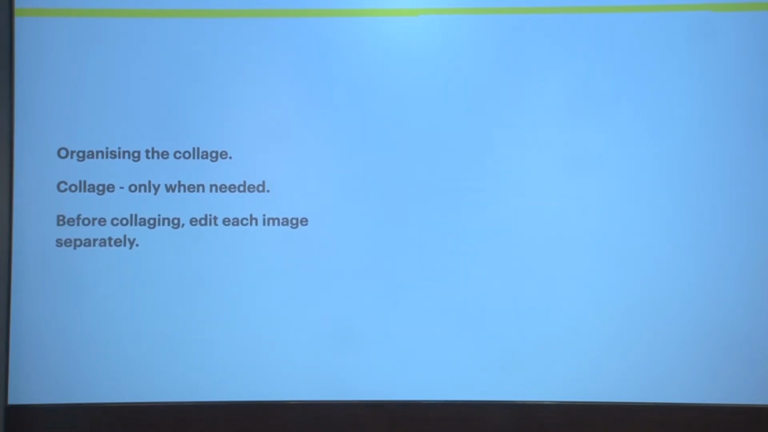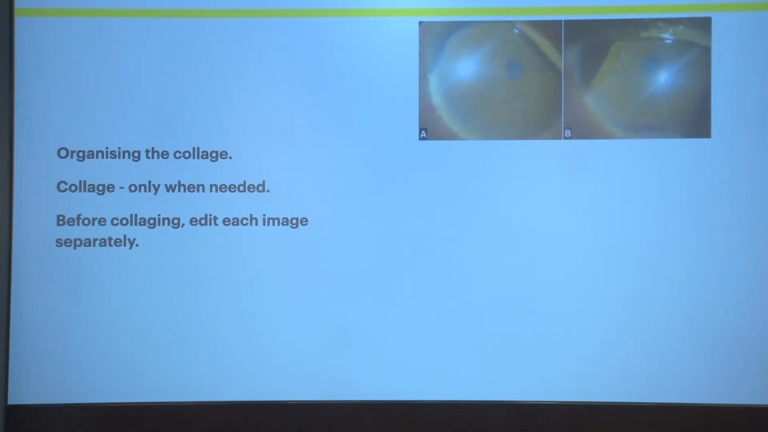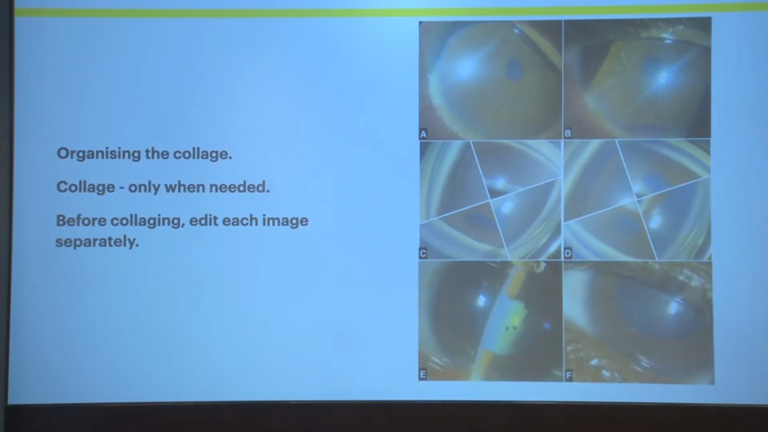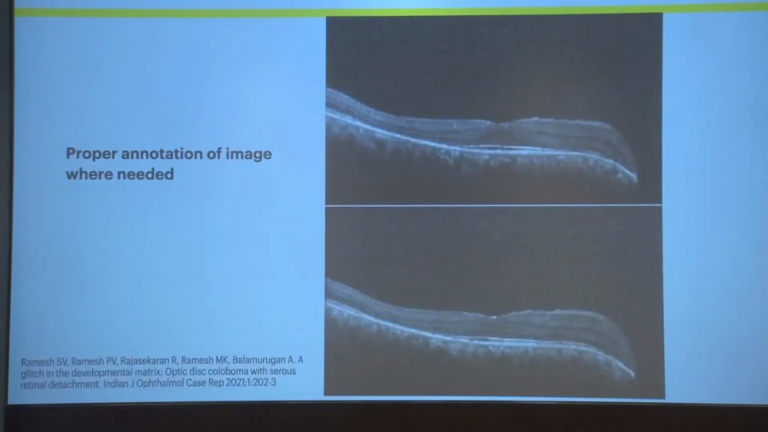Before collaging, edit each image separately. Very important. Do not edit your image after you do the collage, because different images will need different brightness, saturation, definition, etc. So this is, for example, a story that we are telling, where you can see PI has been done in this case. So right eye, left eye, and there's hyphema. So post PI, we are doing a gonioscopy, which shows open angles, and then we are doing a dilated examination. So that's how you tell a story with the collage.